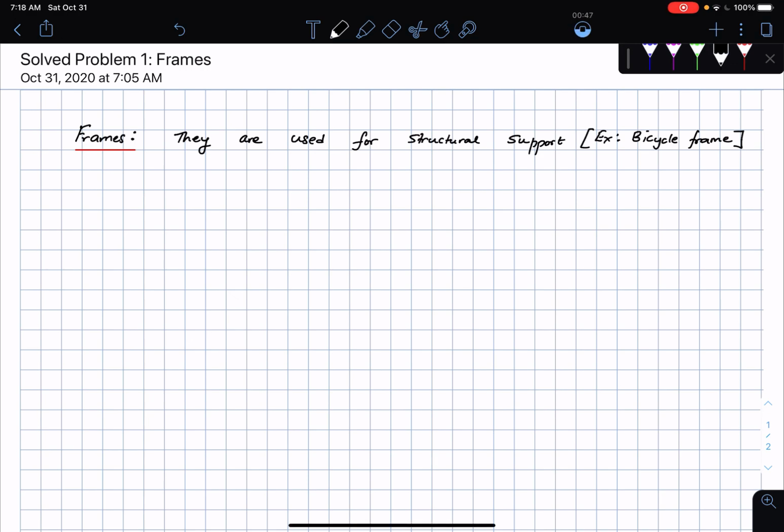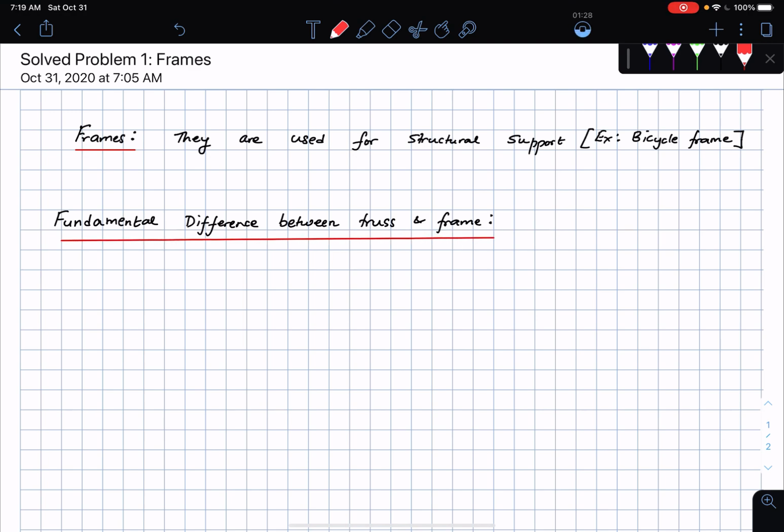But there is one fundamental difference between a truss and a frame. In a truss, all the bars are two force members, but that is not necessarily true of frames. It is possible that in frames you can have at least one bar that is not a two force member. This is very important because we have to identify whether this is a problem on trusses or a problem on frames.